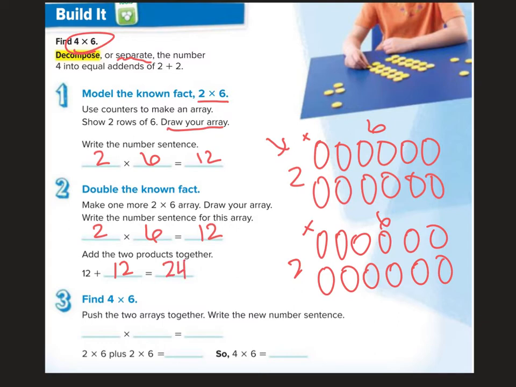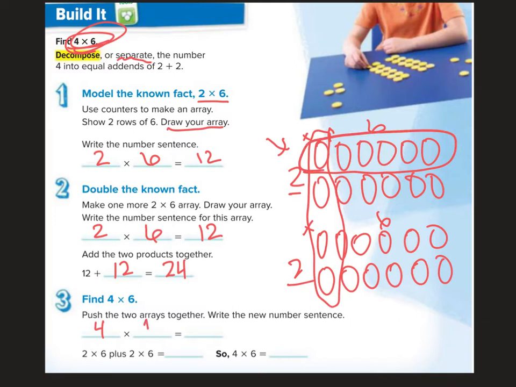So instead of 4 times 6, which might be trickier for me to do, I can say, well, I know 2 times 6 is 12. Let's double 12 and get 24. Push the two arrays together and write a new number sentence. Now instead of 2 times 6 and 2 times 6, we would have 4 times 6, and we would get 24. So 2 times 6 plus 2 times 6 is 24, which means 4 times 6 is also 24. We know that 2 times 6 is 12, and then we're doubling it to get 24.